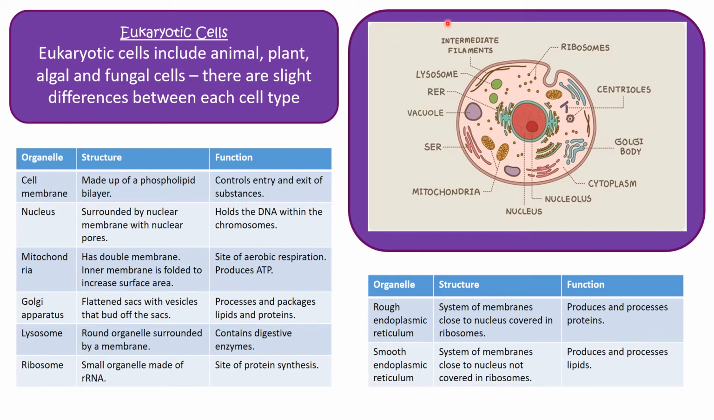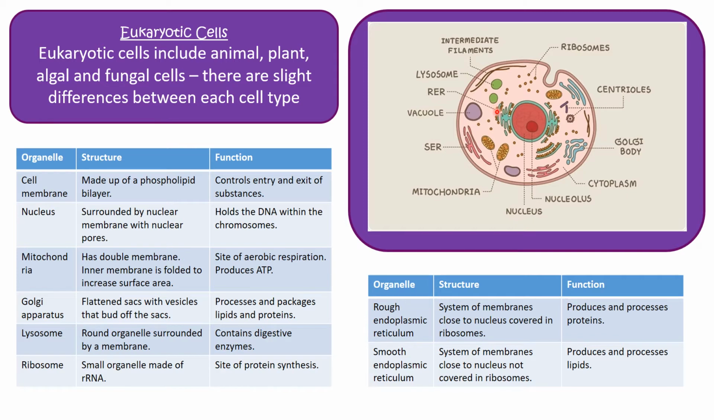The ribosomes, you can see them dotted around. You've got free ribosomes here, and you've got ribosomes bound to the rough endoplasmic reticulum as well. So you've got free and bound ribosomes. They are made of ribosomal RNA, and they're the site of protein synthesis, which you'll learn about more further on in the course. This is the rough endoplasmic reticulum here, surrounded by lots of ribosomes attached.